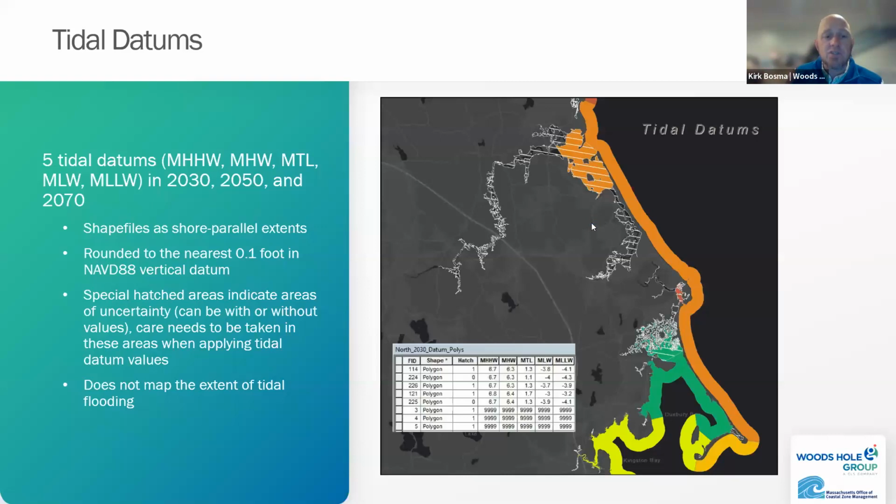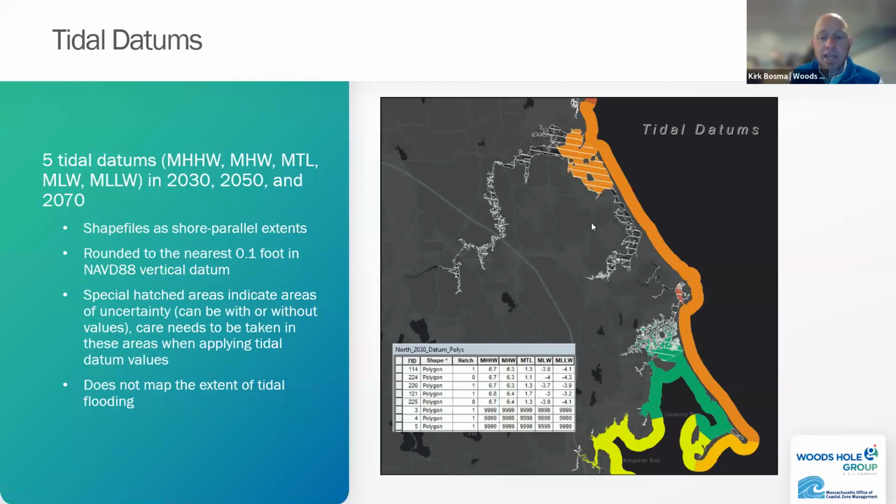And remember, there's these special hatched areas that indicate areas where we have uncertainty because there might be culverts, tide gates, things that the model in a 2D sense can't necessarily pick up. And it's also important to remember the tidal datums, unlike the mean high water shorelines, which is actually a shapefile that shows the position of mean high water on a map.